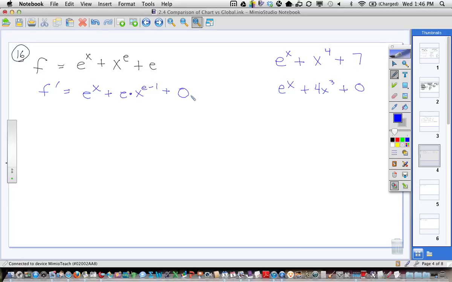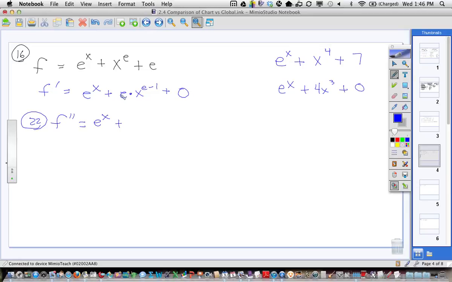E to the x is a function with many inputs and many outputs. E itself is just 2.718. Okay? So that's important to understand the difference. All right, and then you went to number 22, which you had to do the second derivative of that one, right? That same one, right? So now we got to do the derivative again. So derivative of e to the x, e to the x.